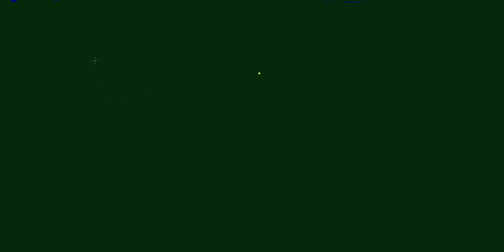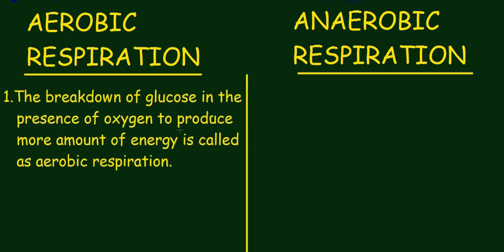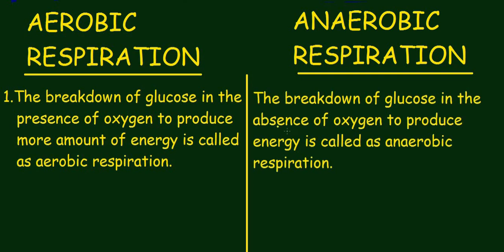So let's study the differences between aerobic respiration and anaerobic respiration. Let's start with the first point. The breakdown of glucose in the presence of oxygen to produce a larger amount of energy is called aerobic respiration. And the breakdown of glucose in the absence of oxygen to produce energy is called anaerobic respiration. So the difference is clear. Aerobic respiration is in the presence of oxygen, and anaerobic respiration is in the absence of oxygen. Now let's move on to the second point.